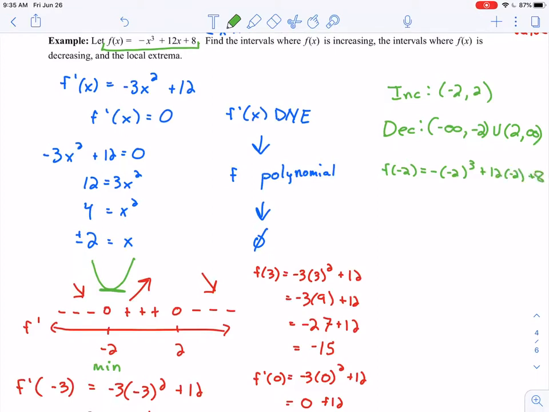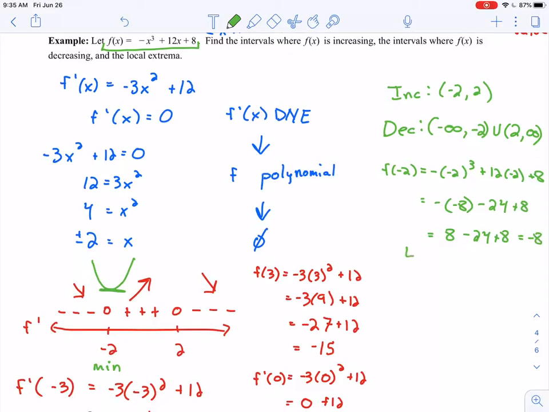So I have negative, let's see, this will be negative 8 minus 24 plus 8. So here I have 8 minus 24 plus 8. 8 plus 8 is 16, and minus 24, I have negative 8.